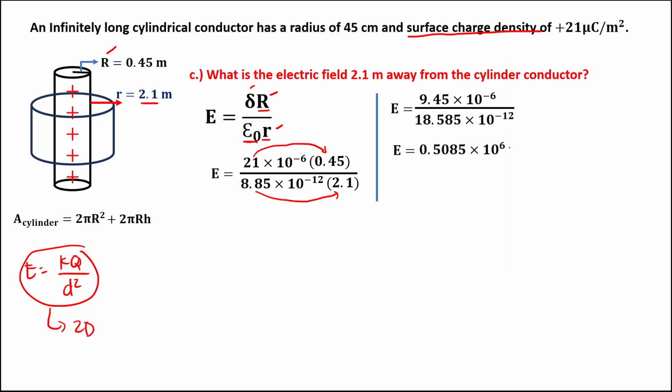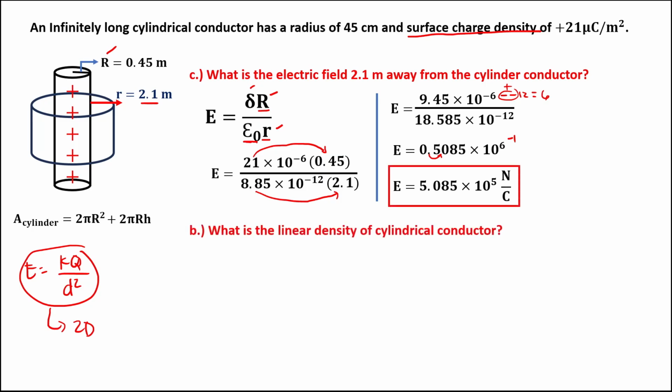So 0.5085 times 10 to the power positive 6, because this is negative 6 minus negative 12. So this becomes positive. So the exponent is positive 6. Then to write this one in standard scientific notation, move 1 to the right, so therefore minus 1. So the electric field is 5.085 times 10 to the power positive 5. Then for the unit, that's Newton per coulomb.